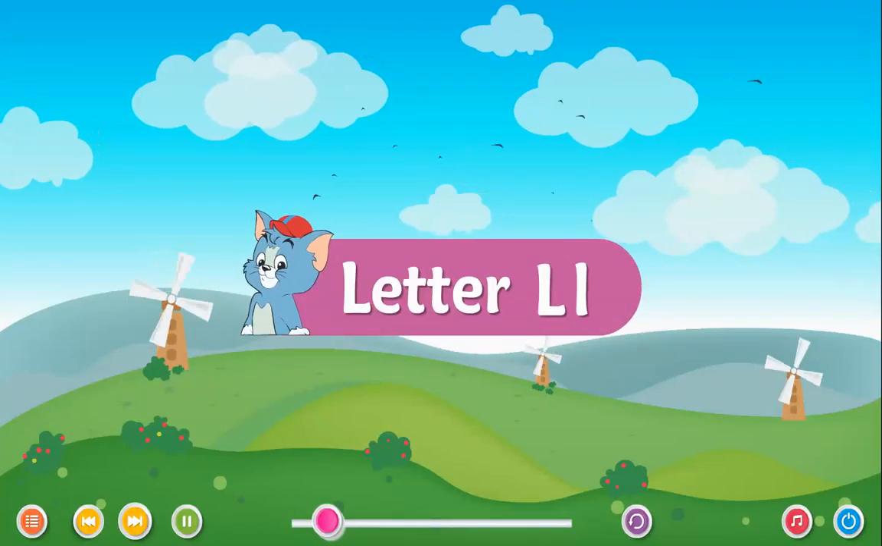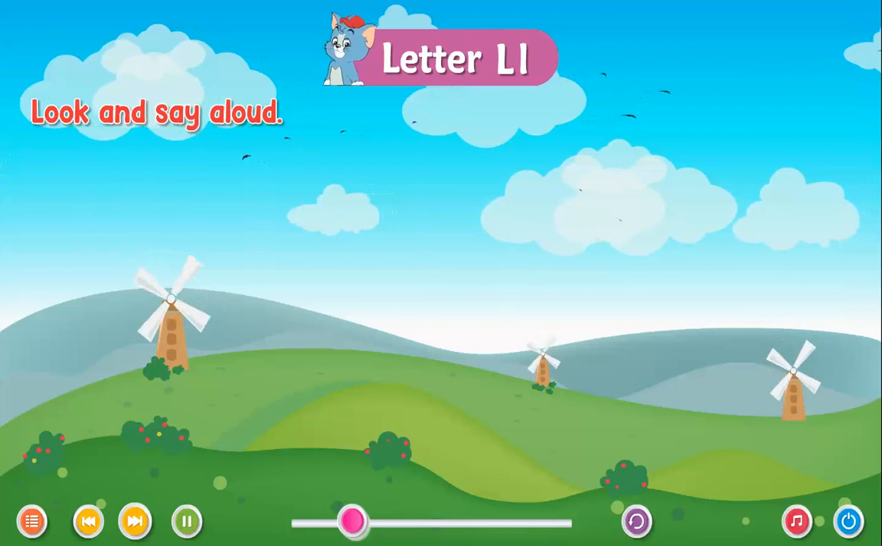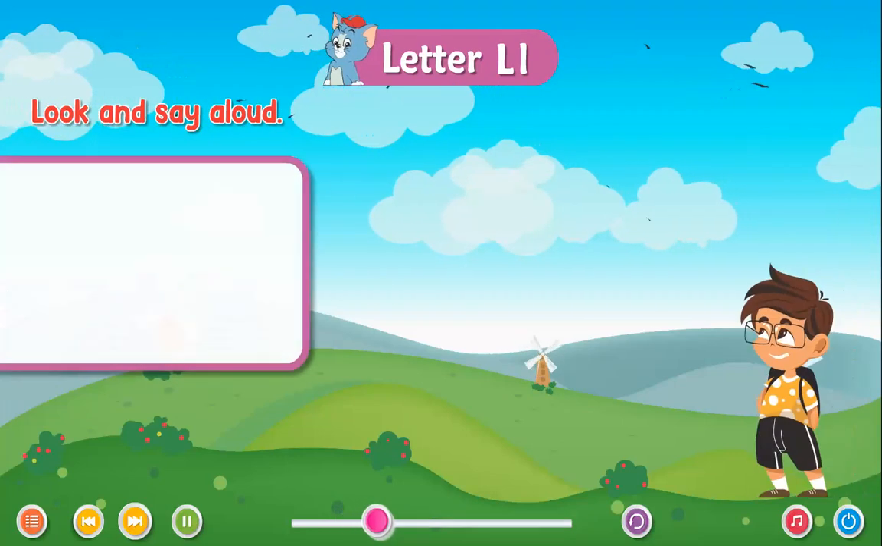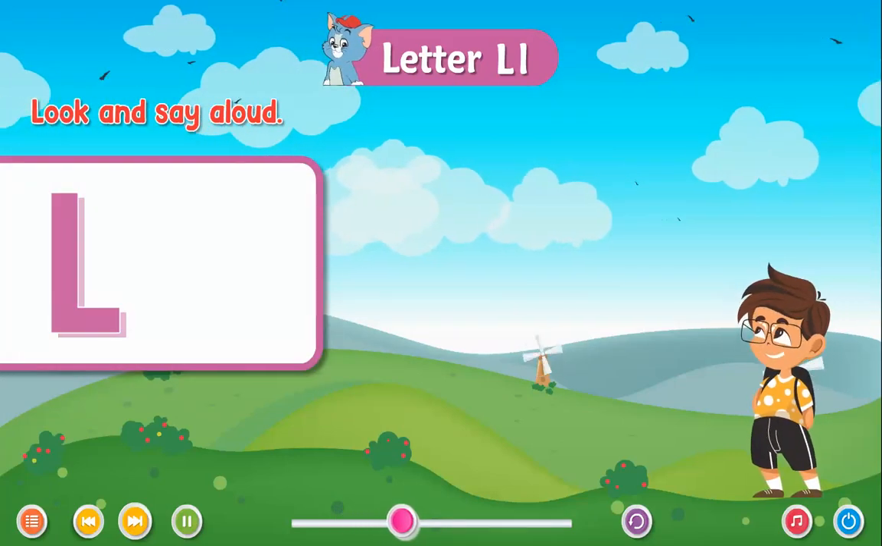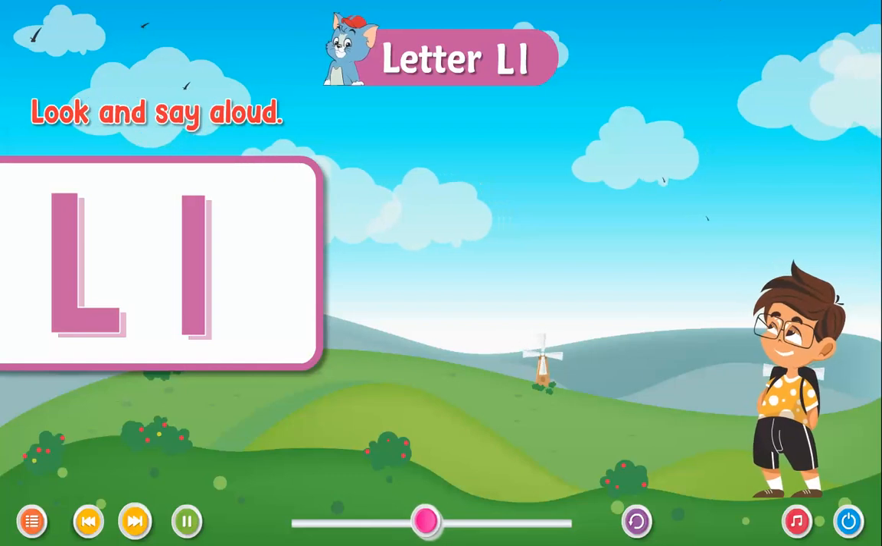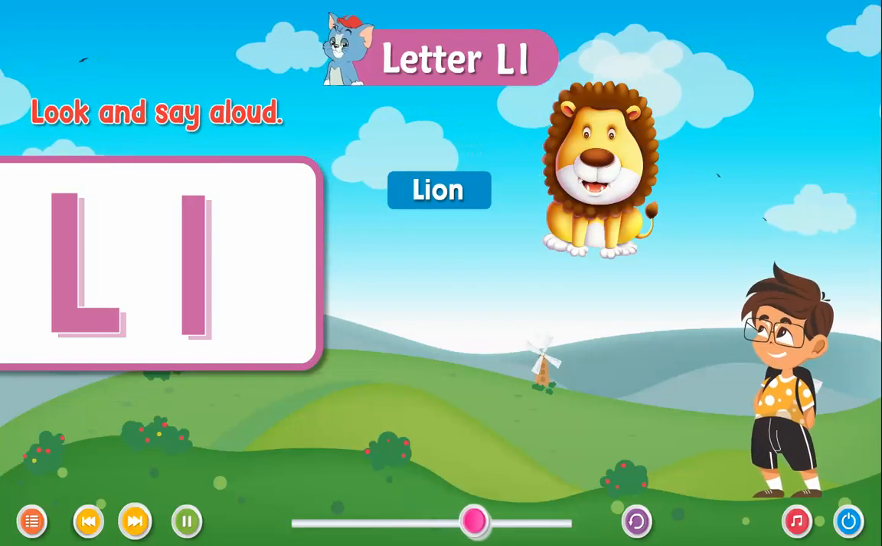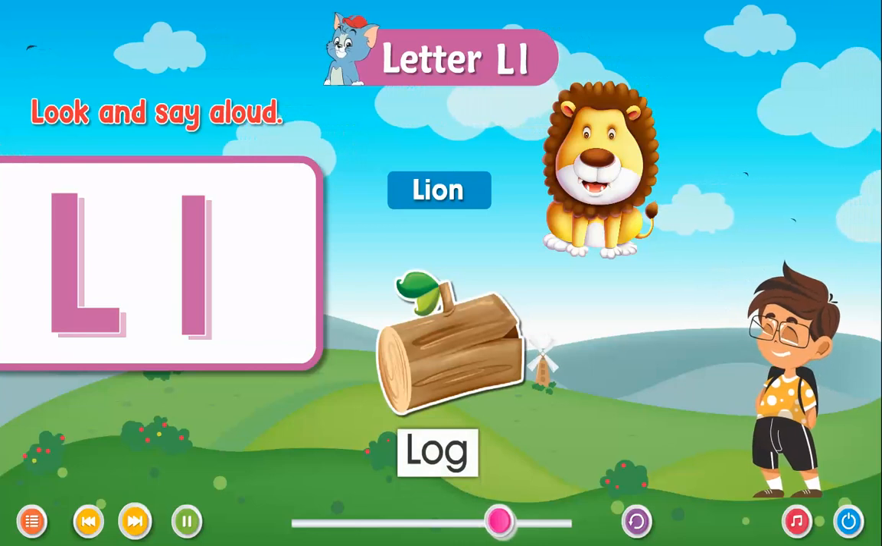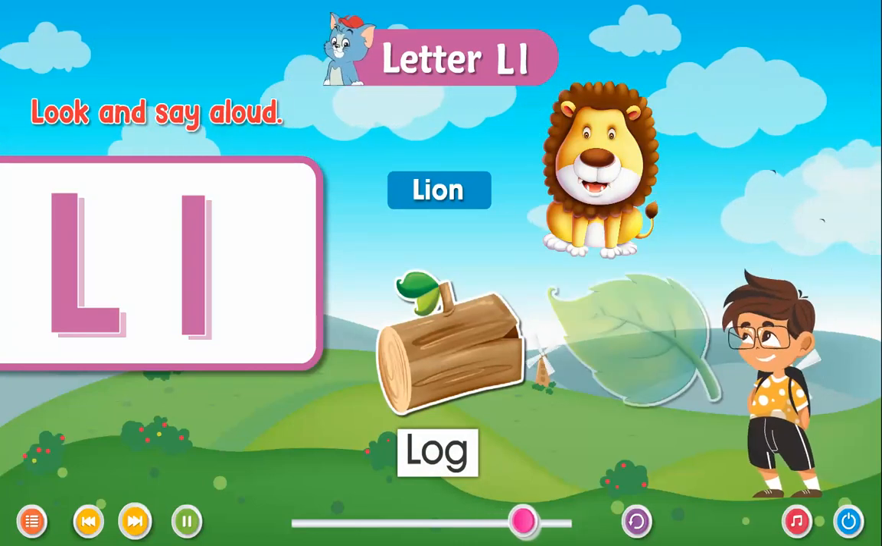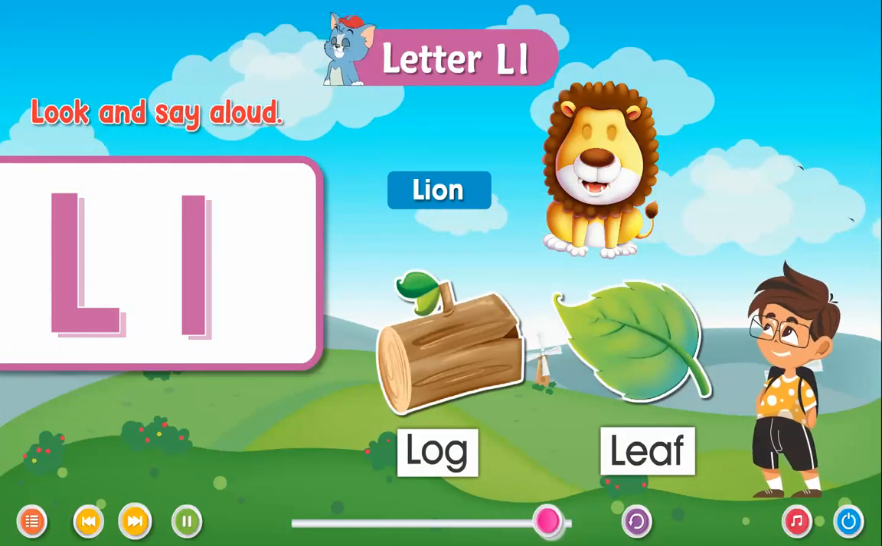Color letter L. Look and say aloud. Letter capital L, small l. L for lion. L for log. L for leaf.